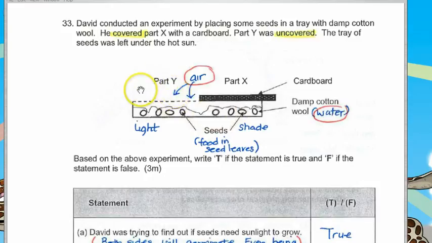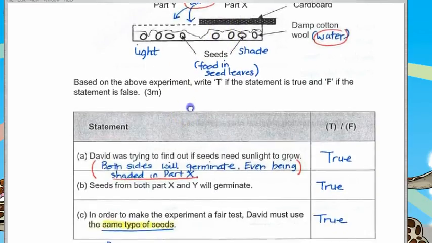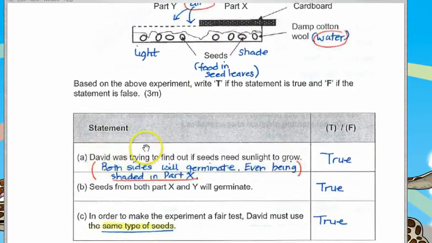Over here, they have more light. This one will have less light, more or less covered and darker. Let us see from here. What was David trying to find out? Was he trying to find out if the seeds need sunlight to grow?